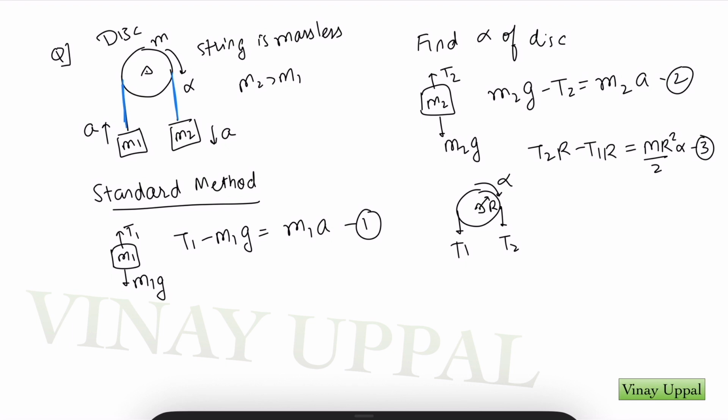And the last equation is, because there is no slipping between the string and the disc, the acceleration of the string and the acceleration of the circumference of the disc should be equal.